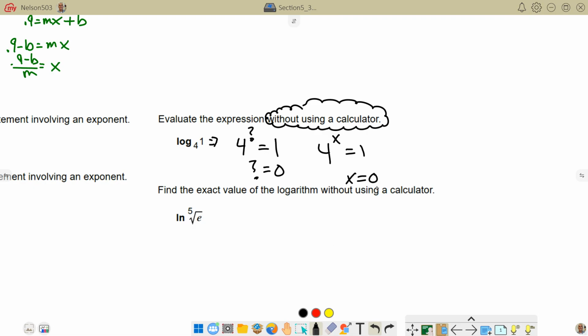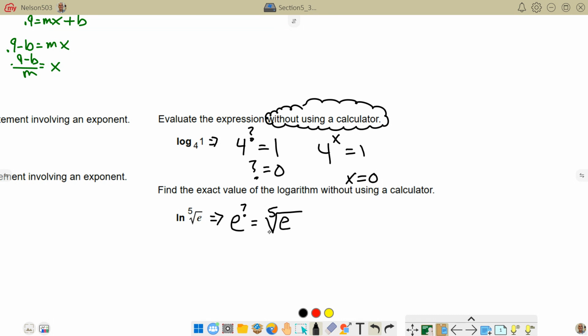So your answer is 0. On this one, let's see how we would do this, because like we said, e is 2.7 something, right? So how in the heck are we supposed to do this without a calculator? Well, this statement is equivalent to: what would I have to raise e to get the fifth root of e?